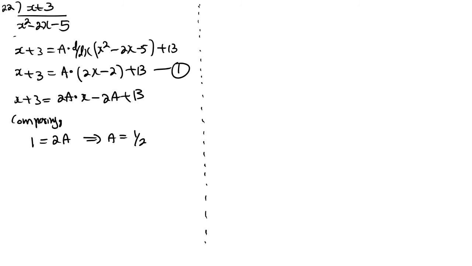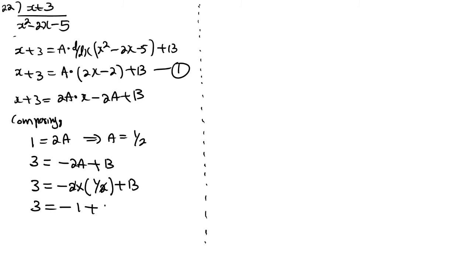Then again, comparing the constant term, what do you have? 3 equals minus 2a plus b. So 3 is equal to minus 2 into, what is the a value? The a value is 1 by 2, plus b. Here minus 2 and 2 get cancelled, only minus 1 is remaining, right? 3 equals minus 1 plus b. So if you take minus 1 to the RHS, what will you get? 3 plus 1. 3 plus 1 value is 4, equal to b. So we have a equal to 1 by 2 and b equal to 4.